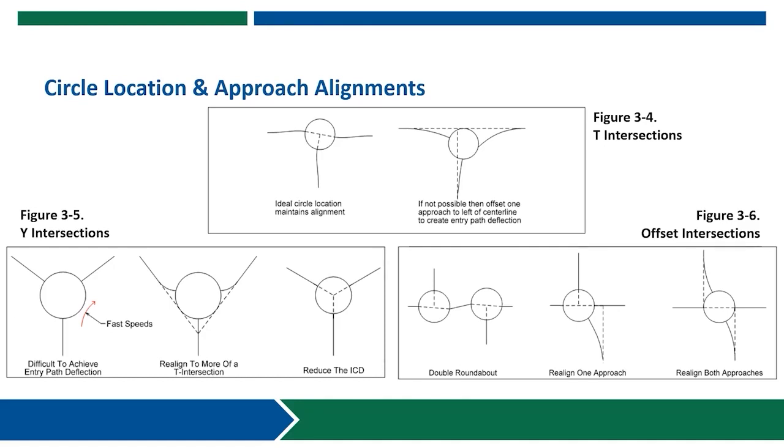Realigning legs, utilizing a smaller inscribed circle diameter, or a combination of both are options to explore. For locations with closely spaced but offset intersections, options to explore include too closely spaced roundabouts, realigning one leg, or realigning both legs. The overarching theme for all of these scenarios is that the roundabout size, placement, and approach alignments work together as a three-legged stool. Adjusting one of these elements may require adjusting the others in order to maintain a balanced design and to meet design objectives.